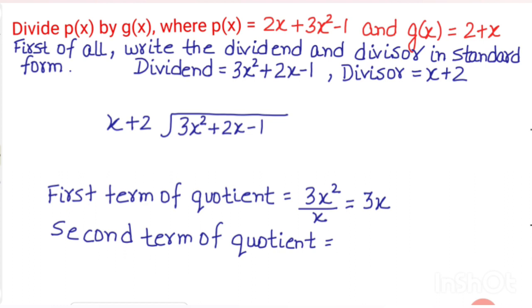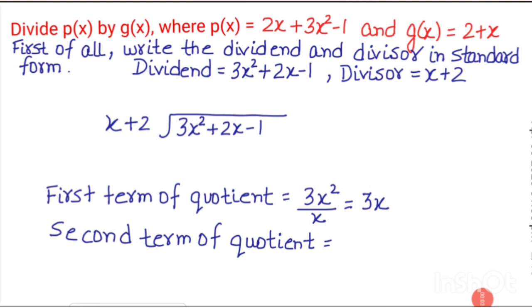Here degree of p(x) is greater than degree of g(x). So now first of all write the dividend and divisor in standard form. So dividend is written as 3x squared plus 2x minus 1, that is in order of decreasing powers of the variable, and divisor is x plus 2.